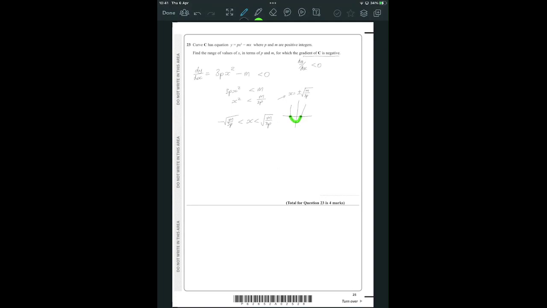Nasty algebraic question, but not that much content going on there. Not a huge amount of work needed, but definitely a very deep level of understanding required.